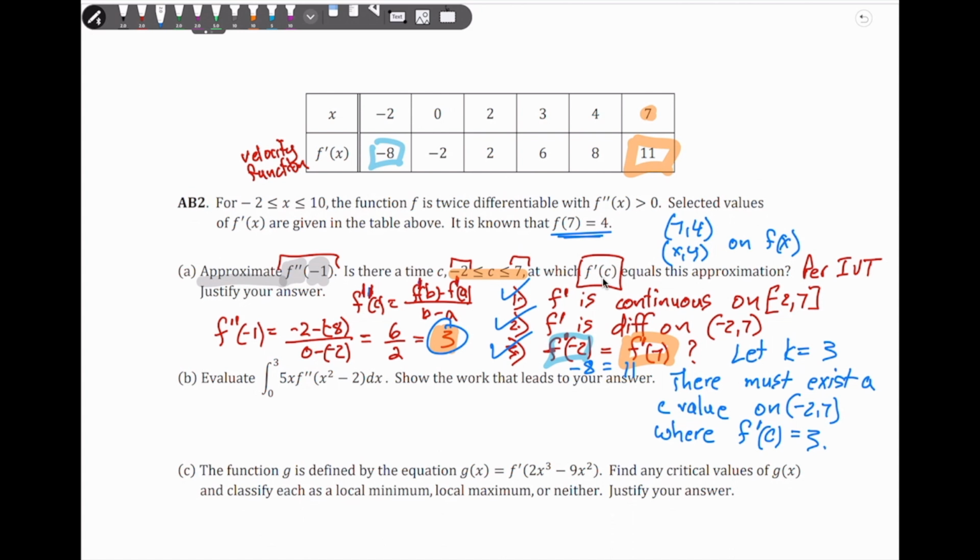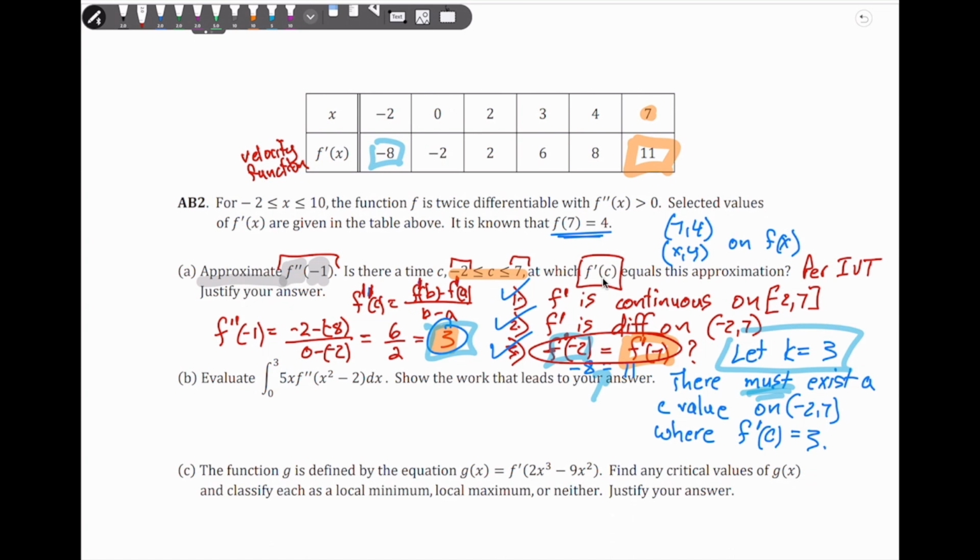And again, this is all per IVT. All conditions were met, and we know that K, that value of 3 that we got from over here, is of course in between these Y values. Because K is in between negative 8 and 11, we know that there must exist a C value on negative 2 to 7 where f prime of C is equal to 3. Okay, so let's just go ahead and write that.